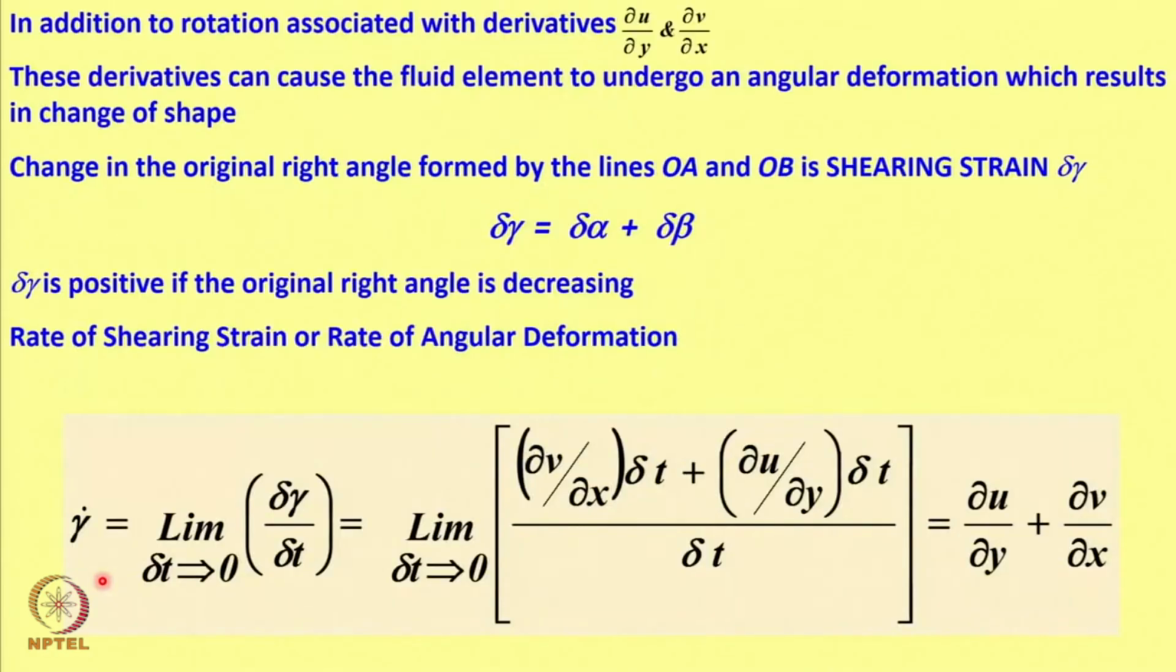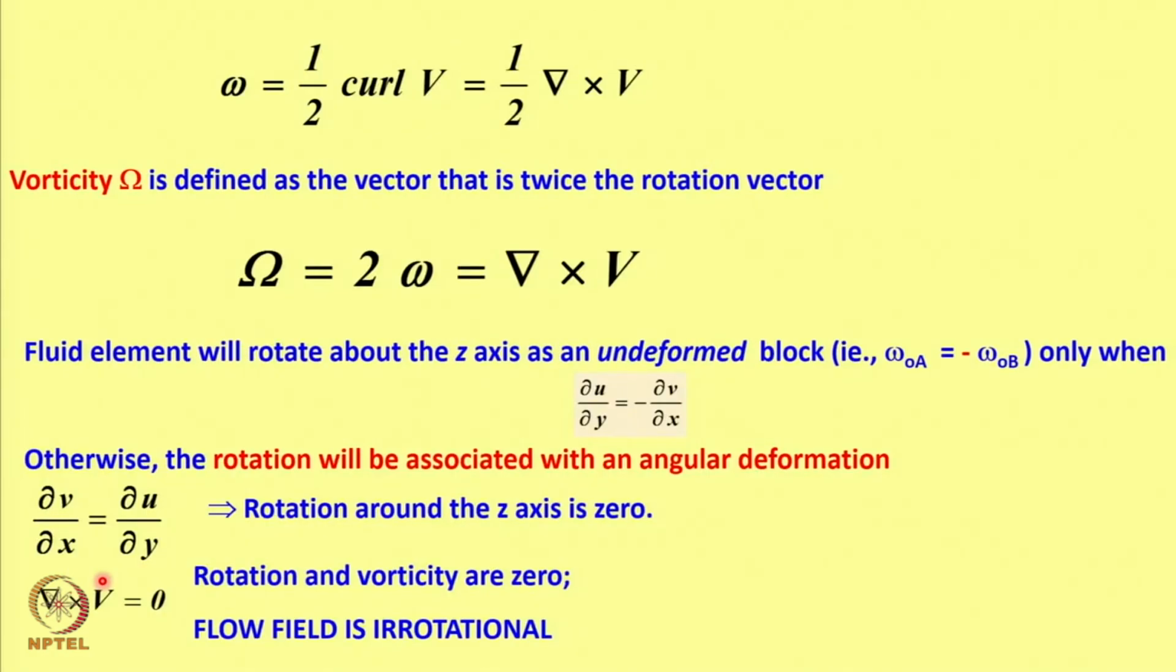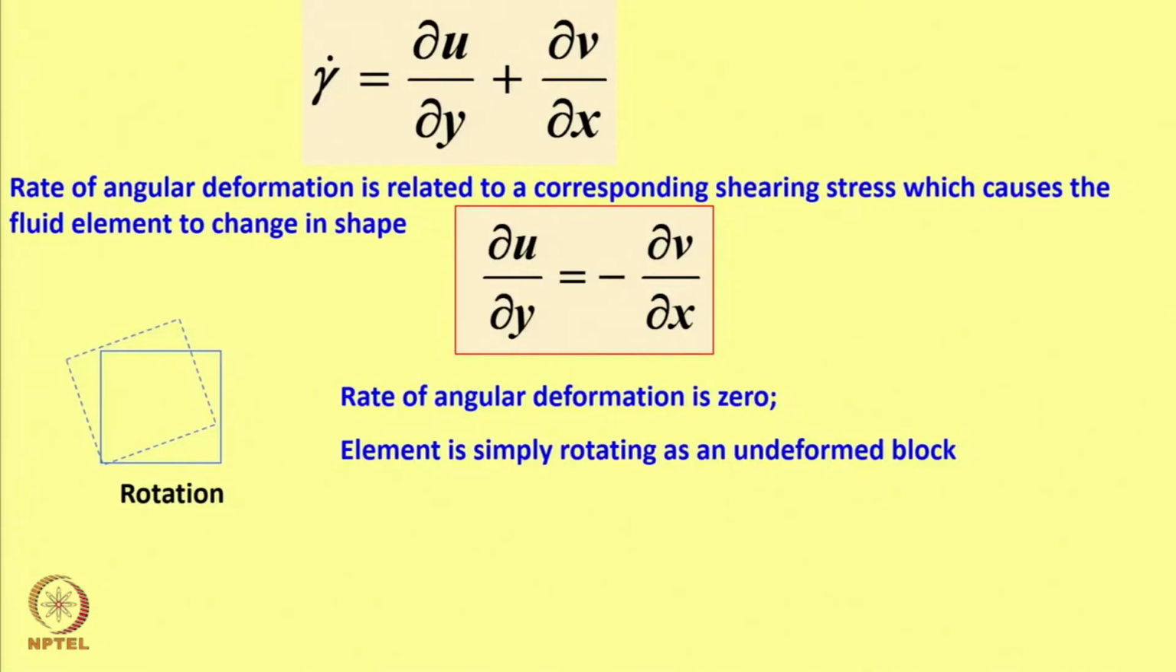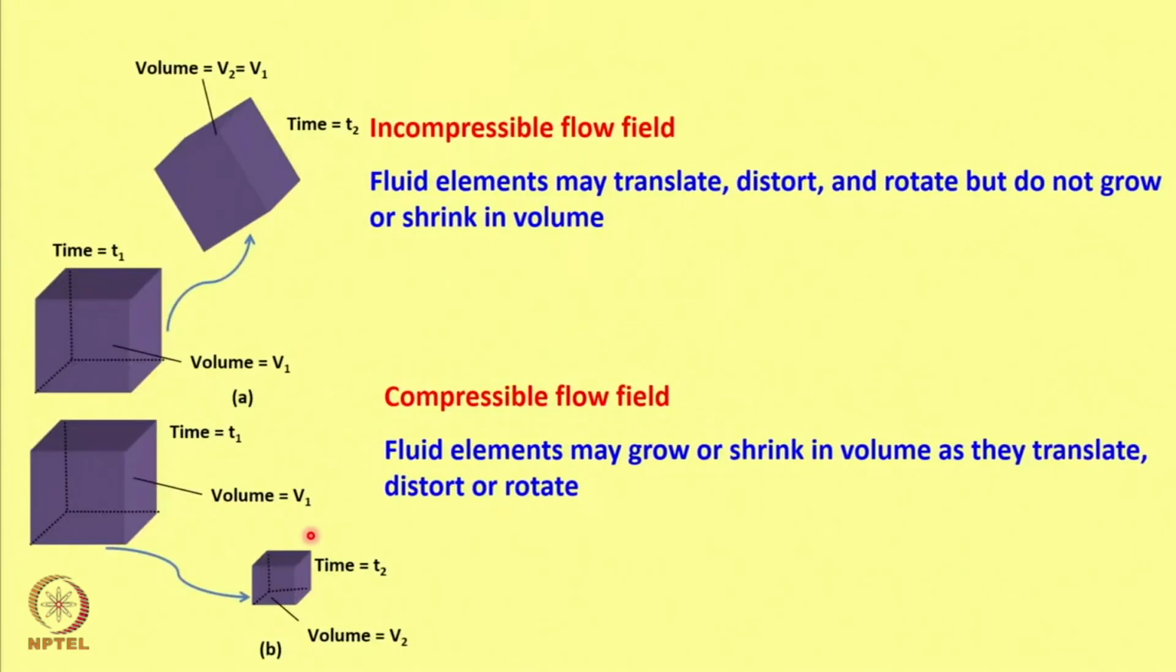So that's what I told here also, that is, if del v by del x equals del u by del y, then the rotation would be 0, but rotation would exist if they are equal and a minus sign is there. So both should be rotating in the same direction. So if you have del u by del y minus del v by del x, then the rate of angular deformation is 0 and the element would be simply rotating as an undeformed block. So this is what we understood as angular deformation.